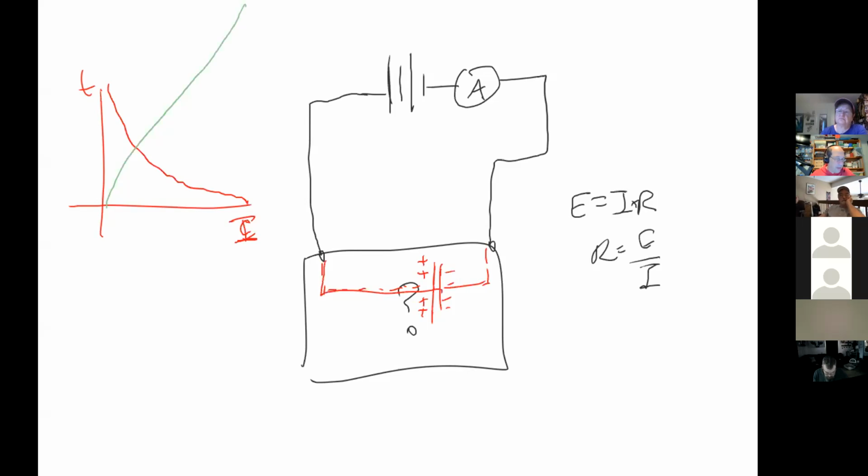An instrument used to measure electric current is called an ammeter. An ammeter, again, is in series with the circuit, unless you have a clamp meter. A clamp meter looks like this.